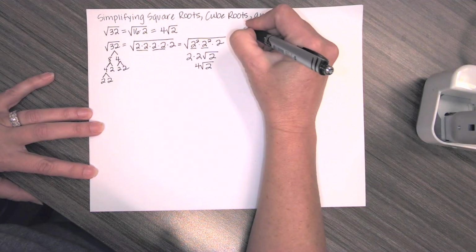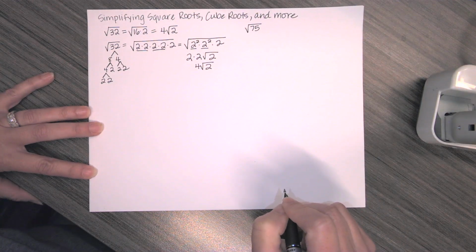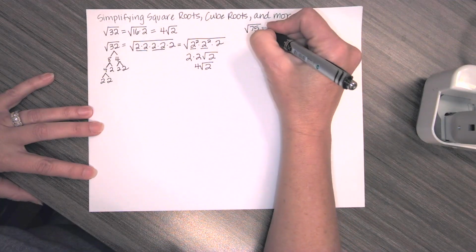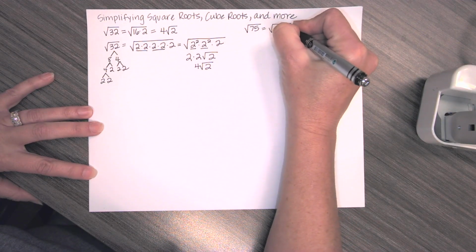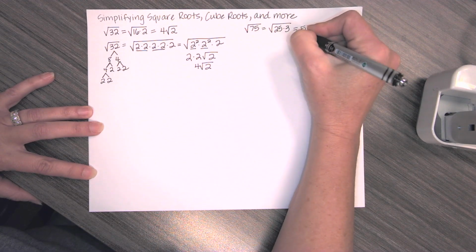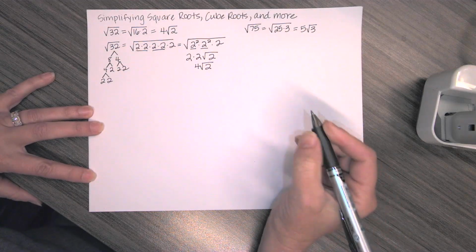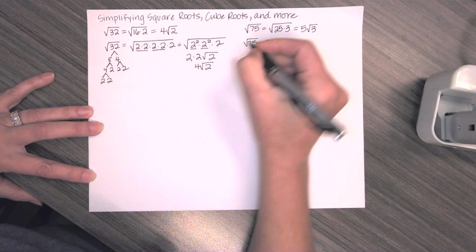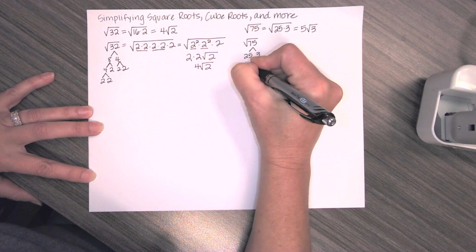Let's look at another one. The first method we use, square root of 75, we're looking for the largest perfect square that divides evenly into 75, and that would be 25, and it goes 3 times. The square root of 25 is 5, so that comes on the outside. The 3 stays underneath.